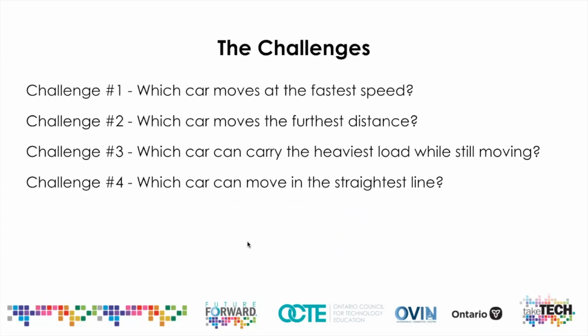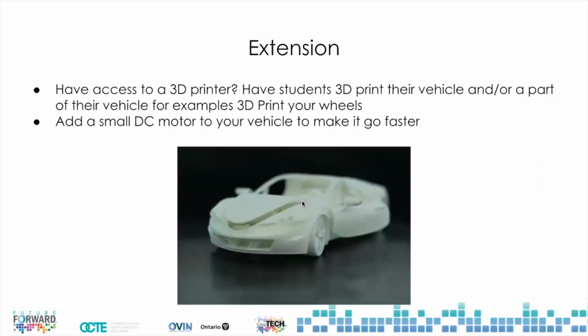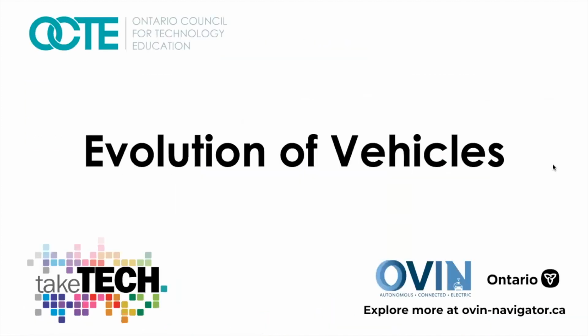So there are 4 challenges. Which car moves the fastest speed, which car moves the furthest distance, which car can carry the heaviest load, and which car can move in the straightest line. And I like this because a variety of students can be successful because different cars may have better aerodynamics versus another strong car might be stronger. There are a couple extension activities, such as making this cross-curricular with math. And if you have access to a 3D printer, you can 3D print your vehicle or components of the vehicle. Every lesson in this guide has a sample rubric.